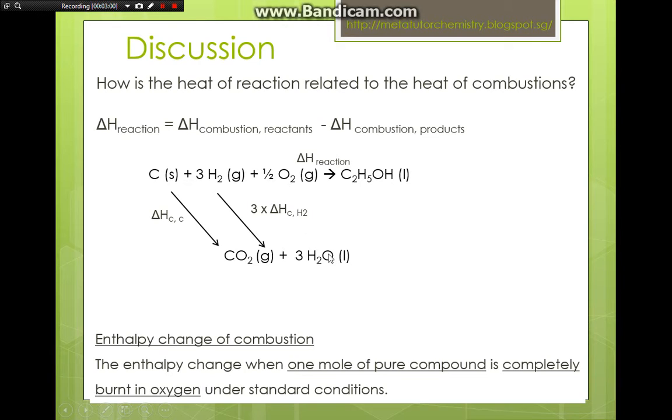Again, oxygen, there's no heat of combustion. Now we move on to the ethanol side. Combusting ethanol to carbon dioxide and water. We point from ethanol to carbon dioxide and water. 1 mole of ethanol combusts. This is the heat of combustion of ethanol. So we have formed a cycle. Let's try to use Hess's law to form an equation.